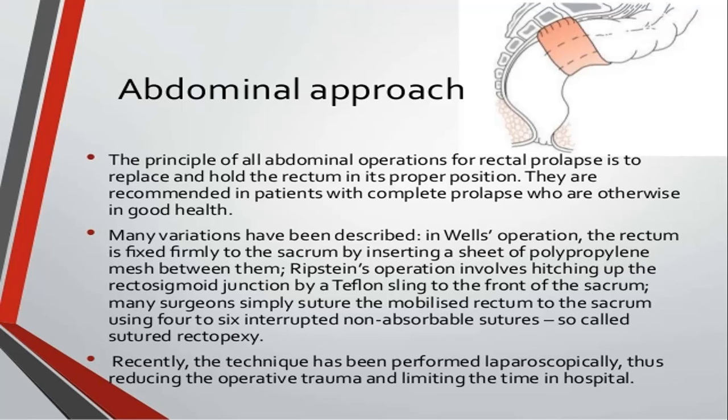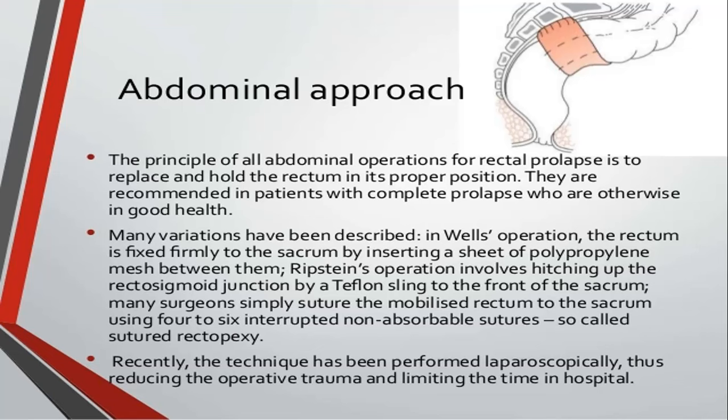Many surgeons simply fix the mobilized rectum to the sacrum using 4 to 6 interrupted non-absorbable sutures, so-called sutured rectopexy. Recently the technique has been performed laparoscopically, reducing the operative trauma and limiting the time cost. In the abdominal approach, you just apply the rectum to the sacrum, either applying the mesh, the polypropylene non-absorbable mesh, which is called the Wells operation.